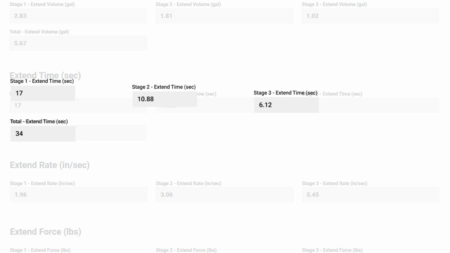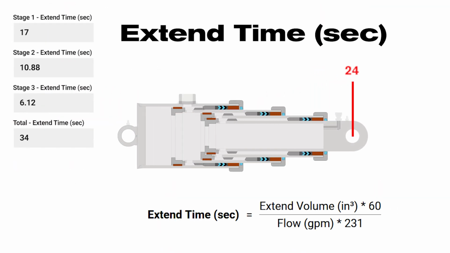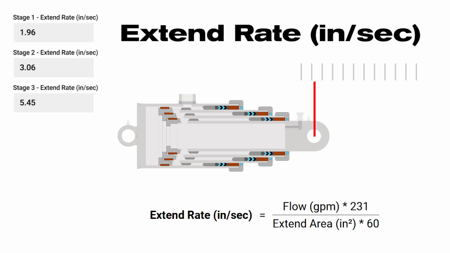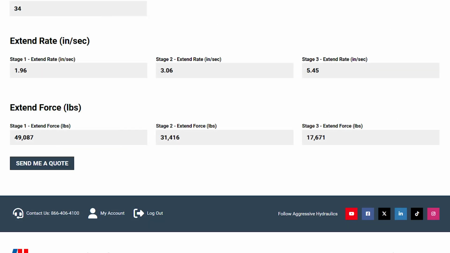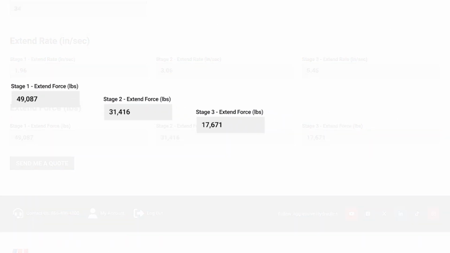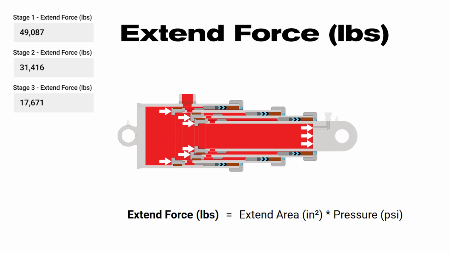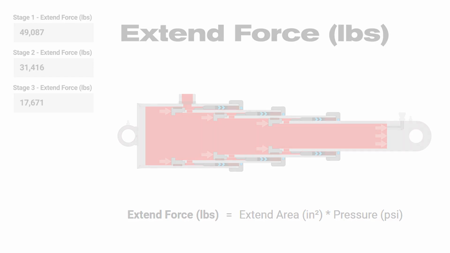Extend time, measured in seconds. The total time to fully extend each stage from fully retracted to fully extended. Extend rate, measured in inches per second. This is the speed at which a cylinder extends each stage toward its full extension length. Extend force, measured in pounds. The force exerted by the hydraulic fluid on each stage as the cylinder extends or pushes outward. This compressive force is a result of the hydraulic pressure acting on the effective area of the stage.